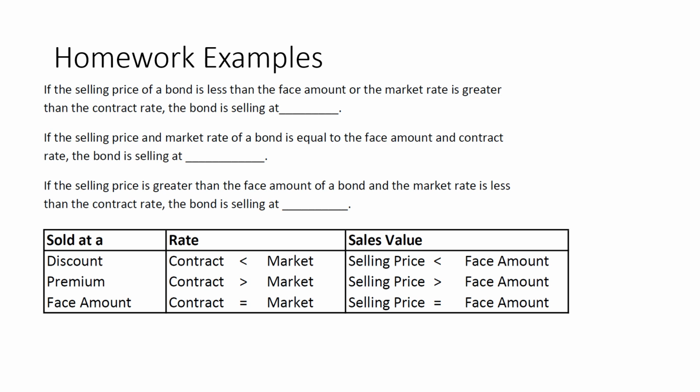So the first example says, if the selling price of a bond is less than the face amount, or the market rate is greater than the contract rate, and as you can see here, the market rate is greater than the contract rate, the bond is selling at a discount.